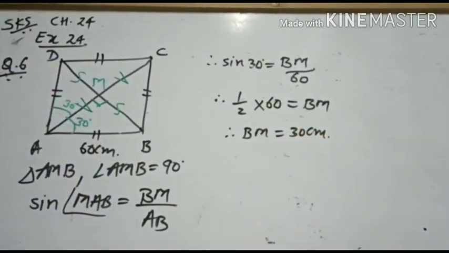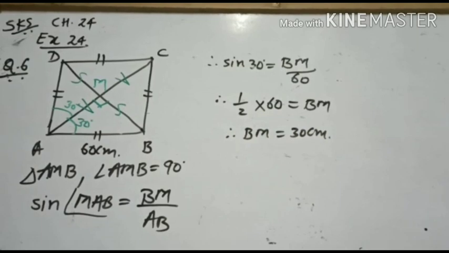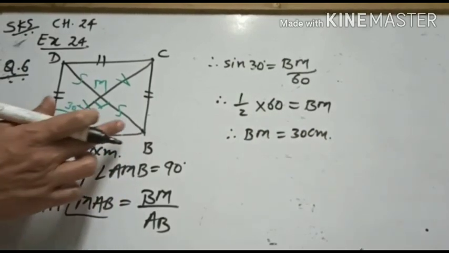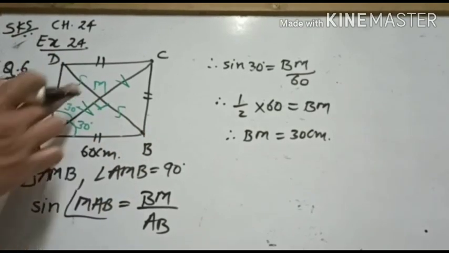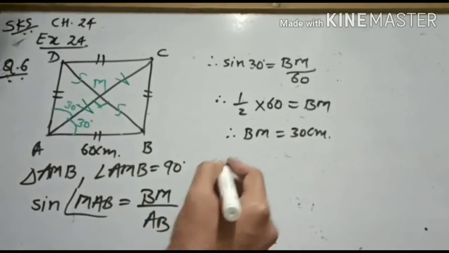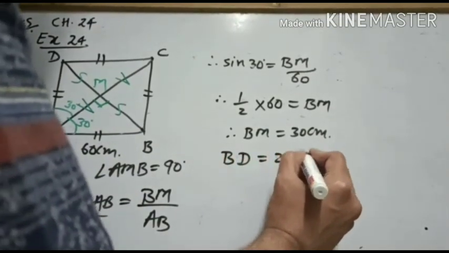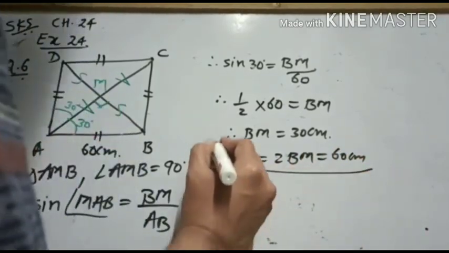Now the question arises, sir, they have not asked BM, they have asked BD. And if you remember, a few minutes back we recalled the property that the diagonals bisect each other. So M is the midpoint of BD, and BD will be double of BM. So it will be 60 centimeters. So one of the diagonals we got.